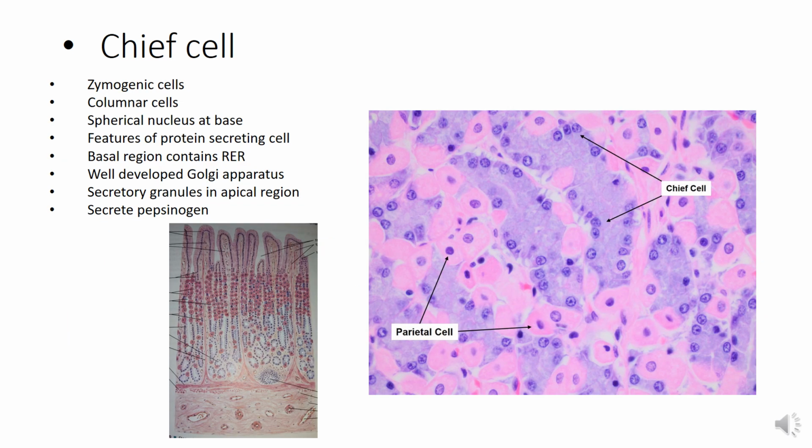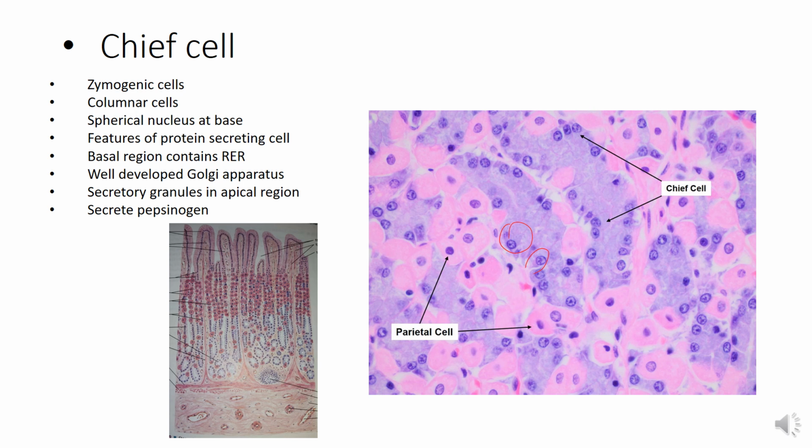Now, chief cells secrete the proteolytic enzyme pepsin. These cells are also called zymogenic cells, and they are located in the basal parts of the gastric glands. They are columnar or pyramidal cells, each having a spherical nucleus that lies towards the base of the cell. The chief cell exhibits the characteristic features of protein-secreting cells. Here you can see these are the chief cells.